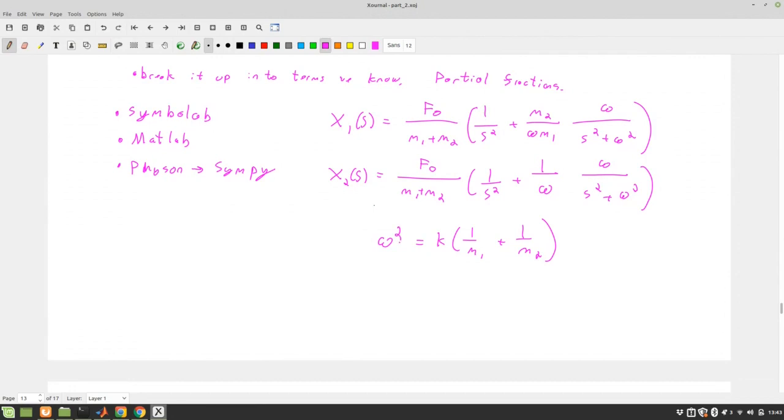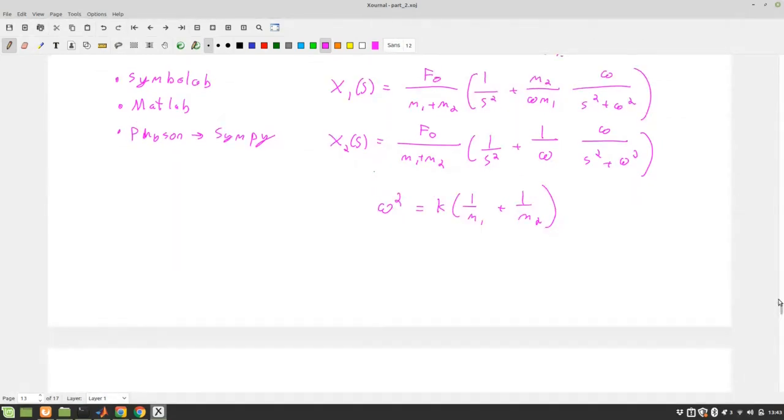If you looked at this long enough, you could probably do that with partial fractions. I think a symbolic tool would be a much more efficient way to do it. So taking the inverse of these, we can get some terms.